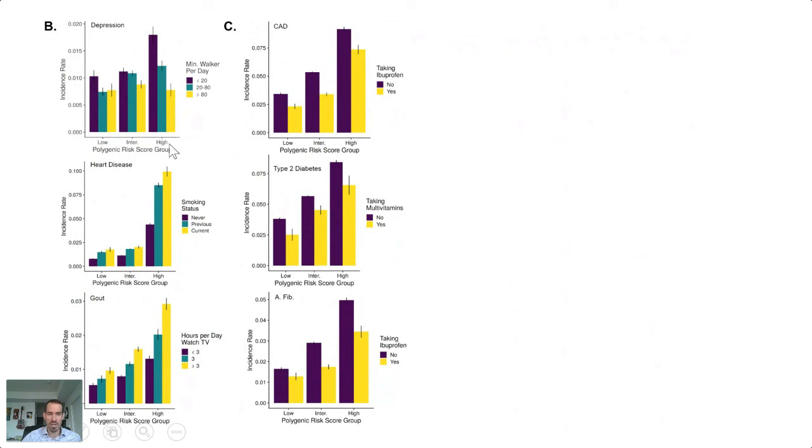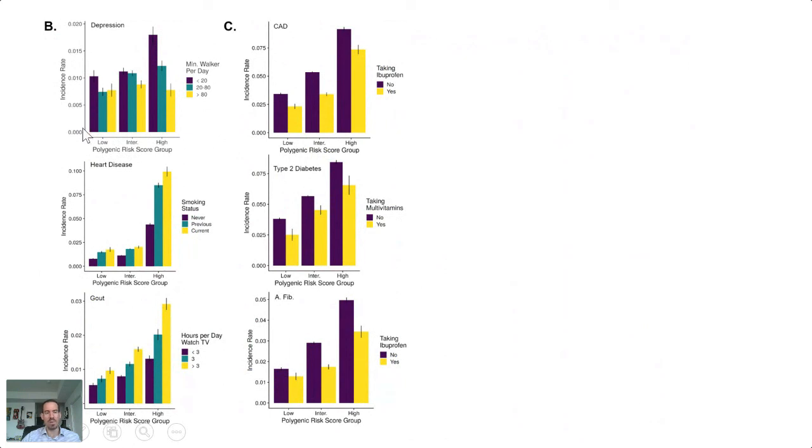If you had a high polygenic risk score, the takeaway here is that the effect of walking a lot was much more pronounced, right? If you walked a lot and had a high genetic risk for depression, then the incidence of people who had depression in that strata was the same as if you had a low or intermediate polygenic score. It almost nullifies the effect of genetic risk. Whereas if you didn't walk, if you were stagnant and you had high genetic risk, you had a much higher incidence of depression.